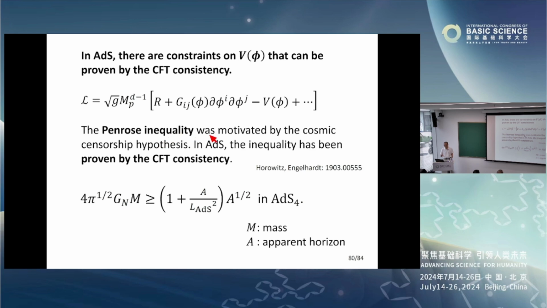And that makes use of the Penrose inequality. In flat space, the Penrose inequality was motivated by the cosmic censorship hypothesis. But in AdS, it's actually a theorem, an inequality that can be proven by consistency of conformal field theory. There is a beautiful paper by Gary Horowitz and Netta Engelhardt. The inequality is slightly deformed from the flat space limit, because the flat space Penrose inequality is an inequality between mass and the square root of the area of the apparent horizon, but there is a correction term in AdS. If you include that, then this is something you can actually prove from consistency of conformal field theory.